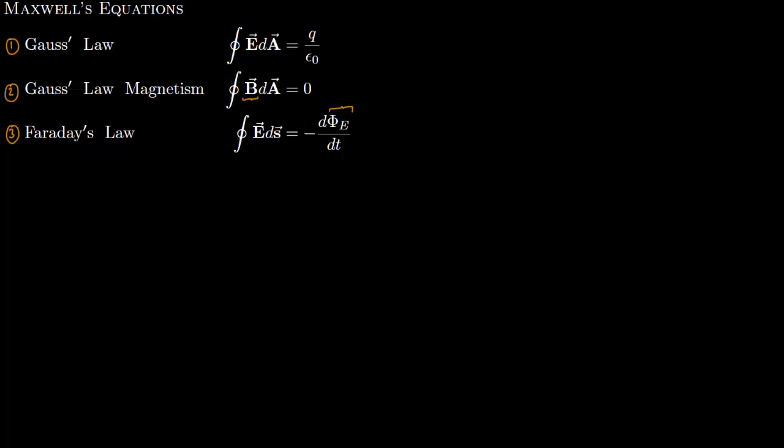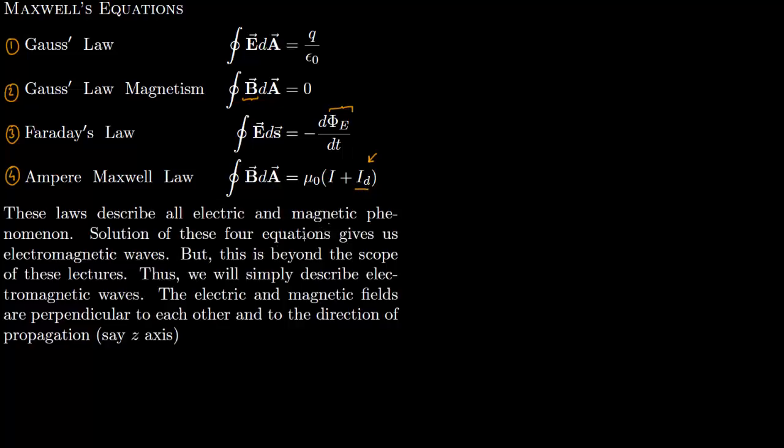And the fourth is the Ampere-Maxwell law. So again, you have the integral of B vector with ds vector equal to mu naught times I plus id. This is the displacement current we described in the previous lecture. Now these four laws which we have just listed above describe all electric and magnetic phenomena.